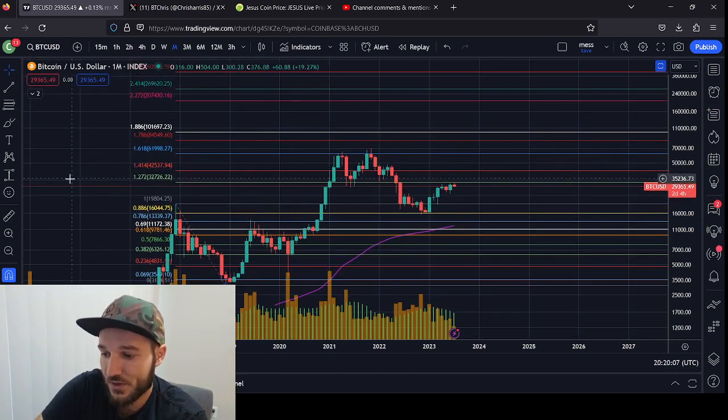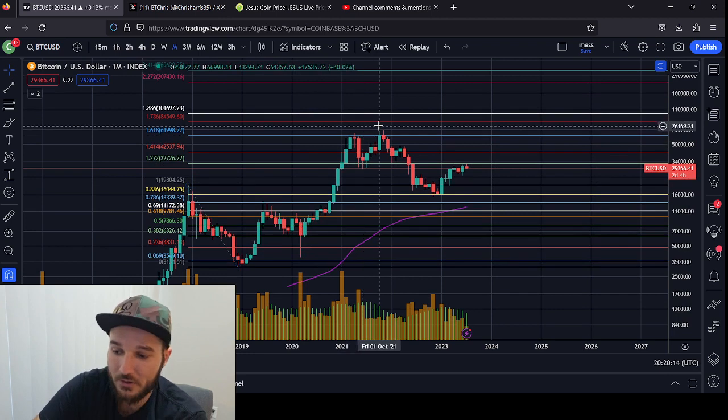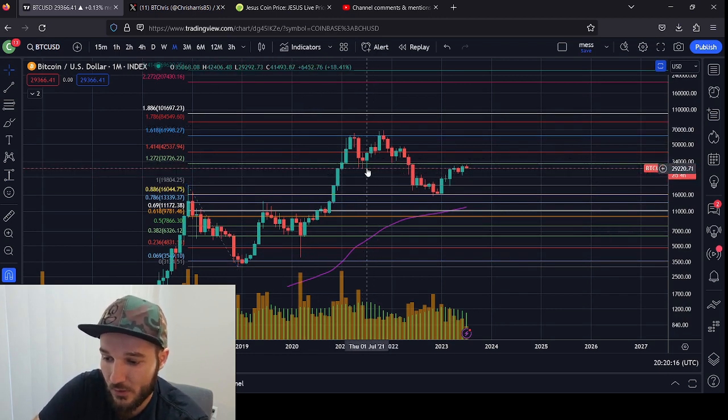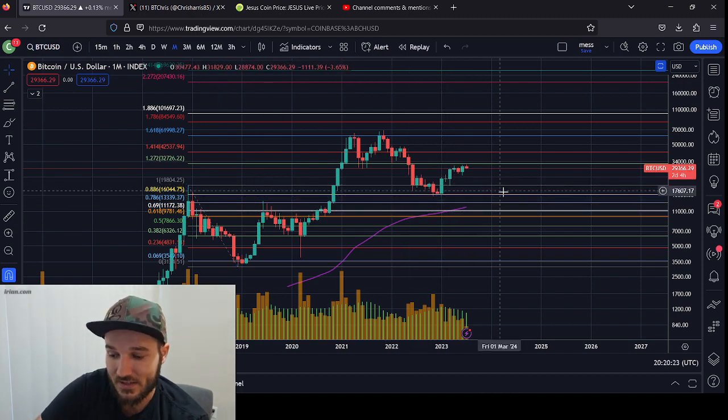We topped off at the 1618 on this fib. From the height of the bull market to the low of the bear market, that's a fair fib to draw. We literally topped off at the 1618. We found support on the 1272. And now look at this. What I was saying earlier, you found support on the 886. That's very common to do, especially if you're trying to go higher.